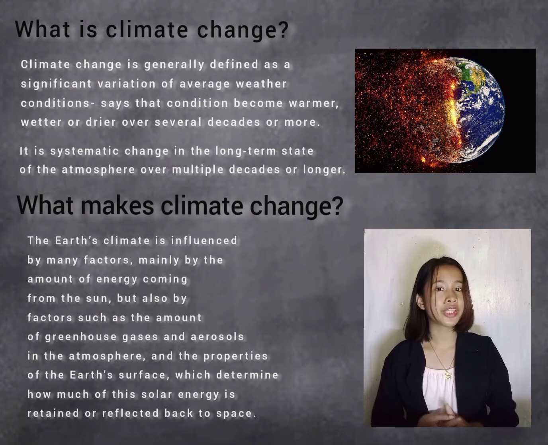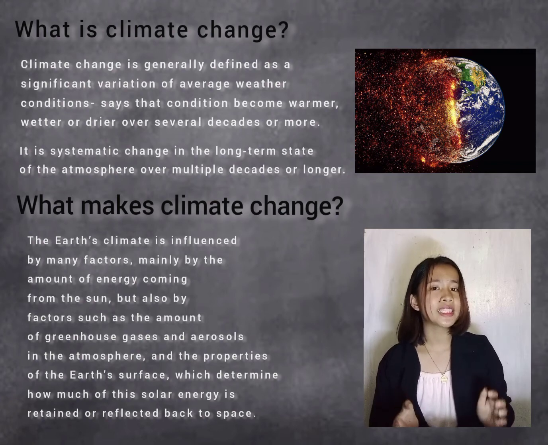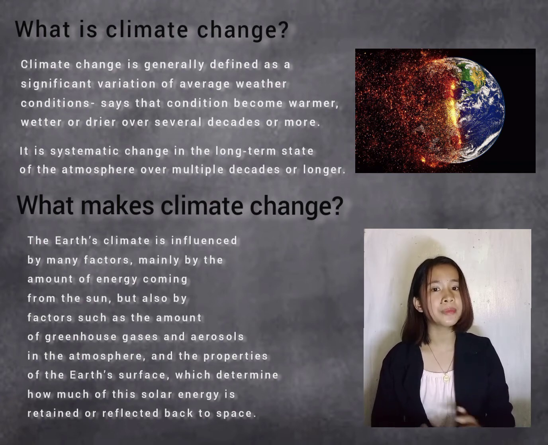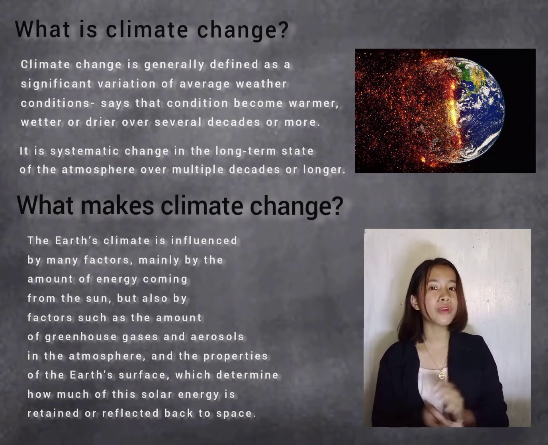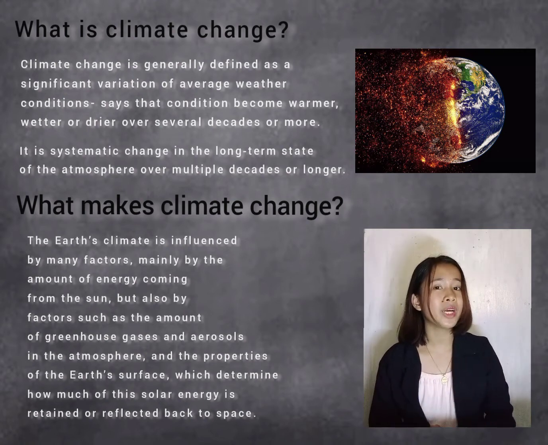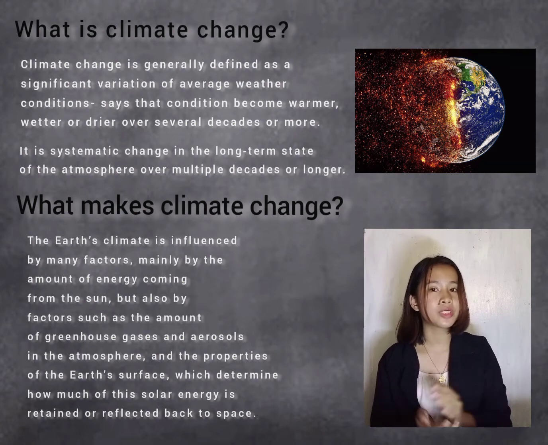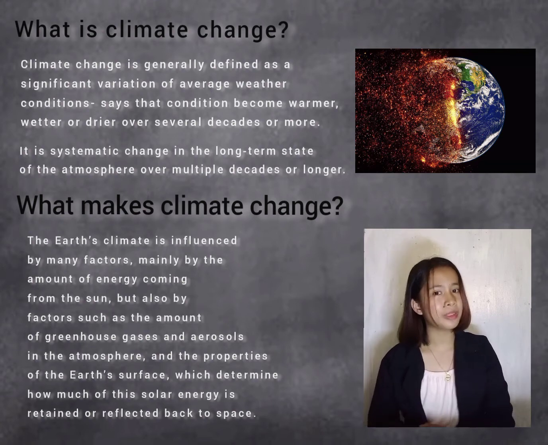Climate change is generally defined as a significant variation of average weather conditions, such that conditions become warmer, wetter, or drier over several decades or more, or a systematic change in the long-term state of the atmosphere over multiple decades or longer. So that's what climate change is. Since we have already learned what climate change is, let's proceed to what makes climate change.